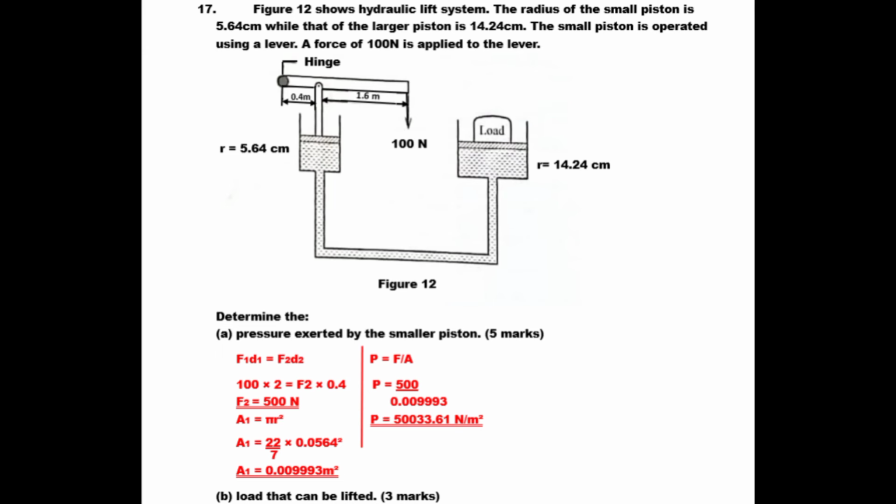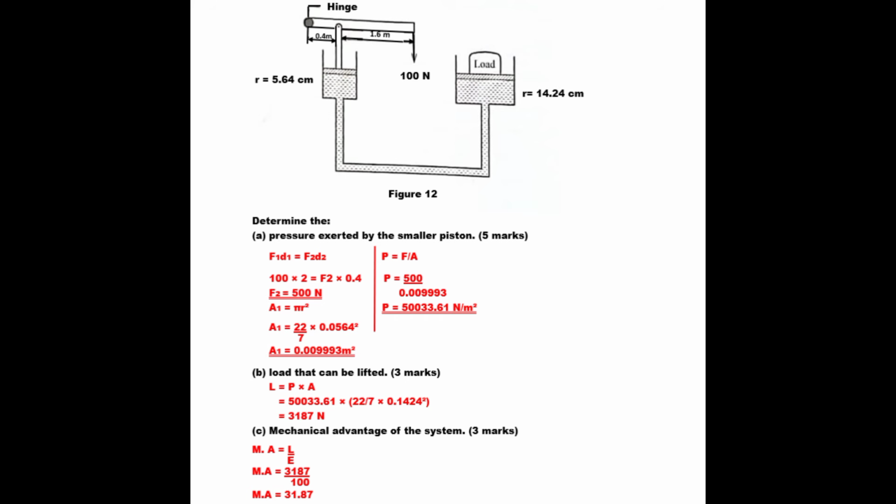Let's go to part B. Load that can be lifted. So we are considering the hydraulic lift alone. So we know load is given by pressure times area. Remember, this is applying Pascal's principle. In other words, the pressure acting on the small piston is equal to the pressure acting on the larger piston. That means pressure on side A and side B is the same. In other words, pressure on the right and left sides are all the same.